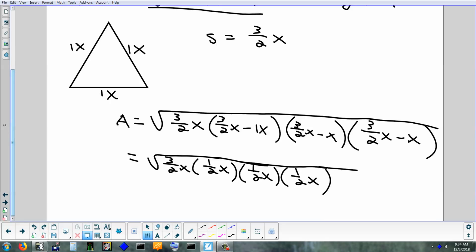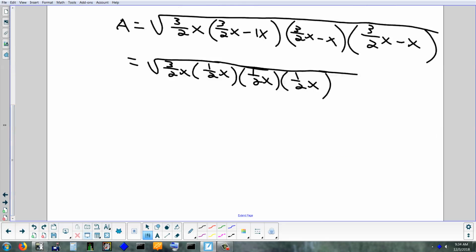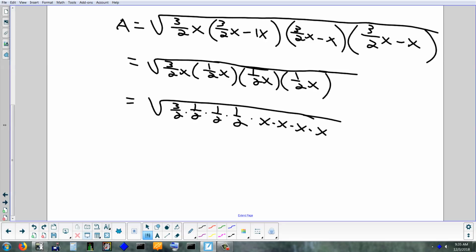Now, we're multiplying 4 things together: 3 halves, or 1.5, times x, times a half, times x, times a half, times x, times a half, times x. Since you're multiplying everything together, you can put it in any order you want. It makes more sense to put all the numbers together and all the letters together. Why put a letter between every number? That gets confusing. So let's write it like this: 3 halves times a half, times a half, times a half. And then an x times an x times an x times an x. All right, so multiply straight across the top: 3 times 1 times 1 times 1.